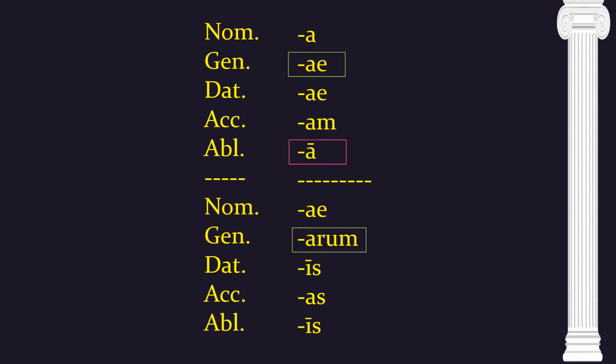And of course, our ablative, always easy to spot in the singular with that macron over the vowel. In the plural, it just looks just like the dative. Okay, there's an is all the way down at the bottom.